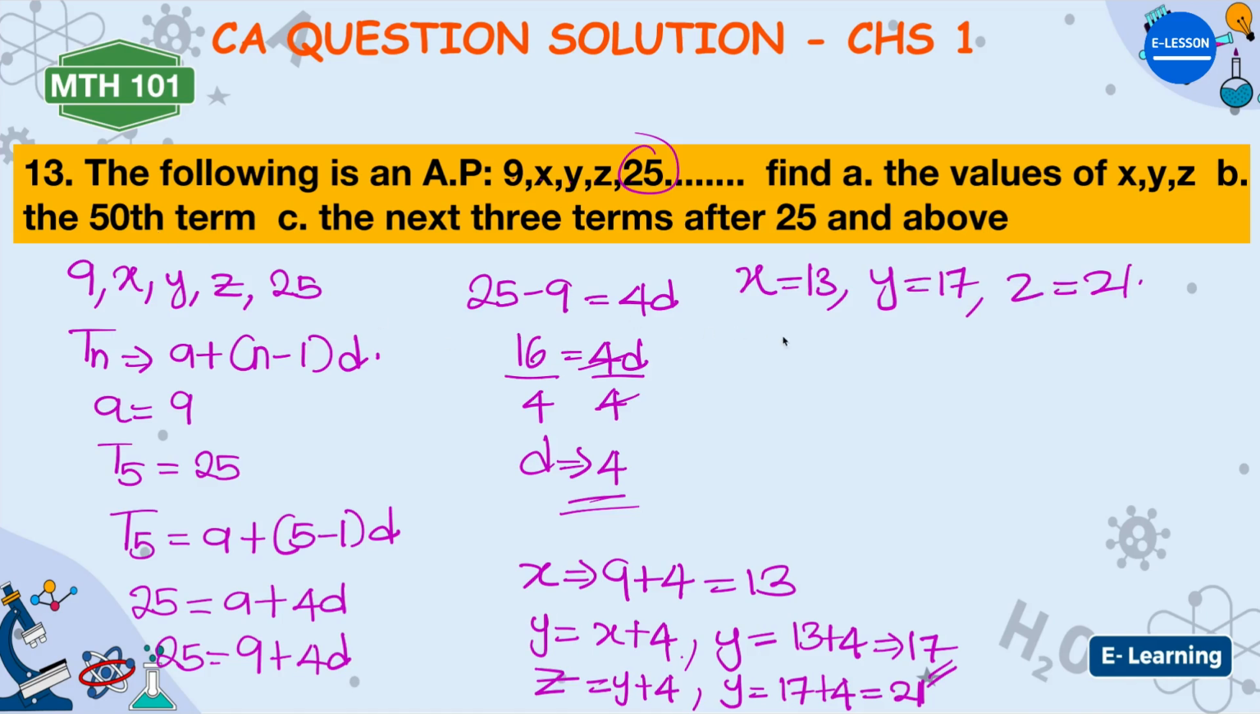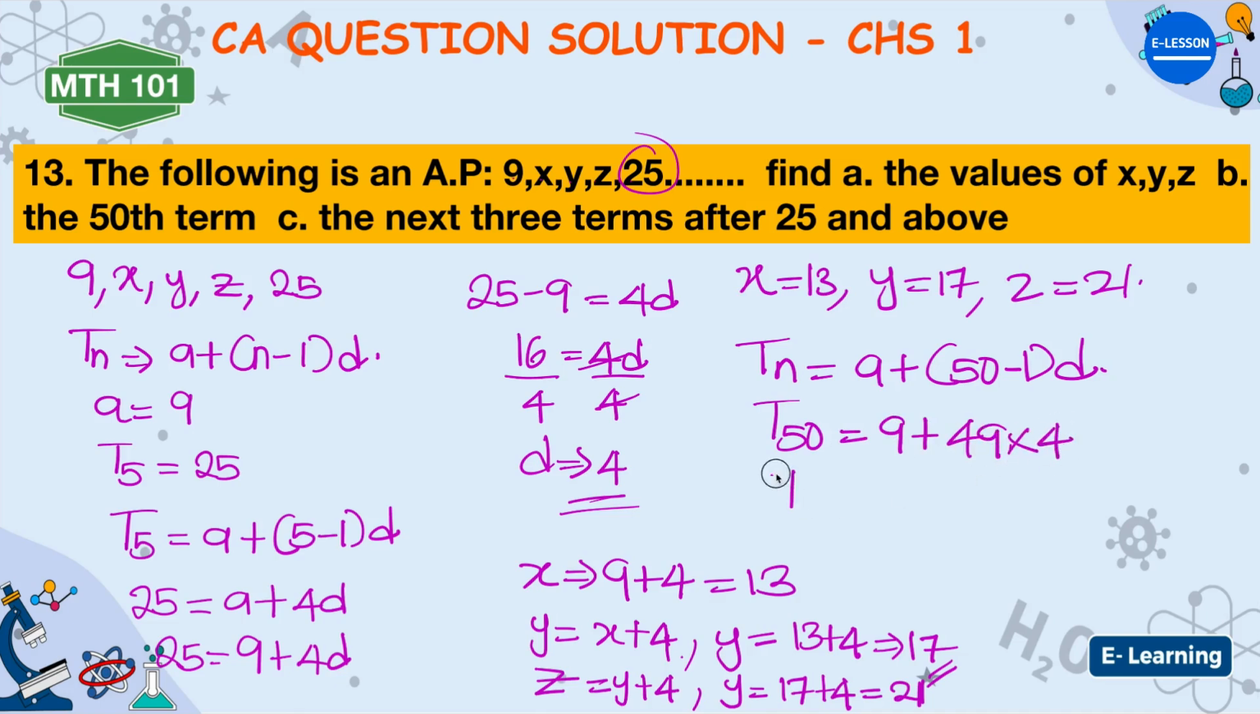Find the 50th term. 50th term, Tn, is equals to A plus (N minus 1) D, and our N is 50. That's what we are looking for. So T50, A is 9, 50 minus 1 is 49, bracket D is 4. So T50 will be equals to 49 times 4 plus 9. That will give us 205. So our 50th term is 205.